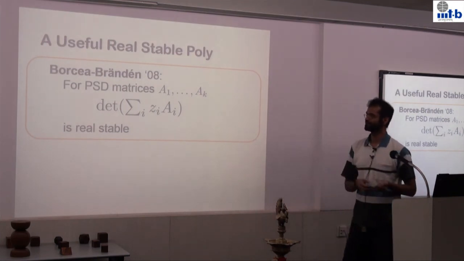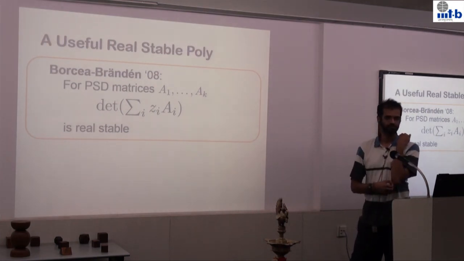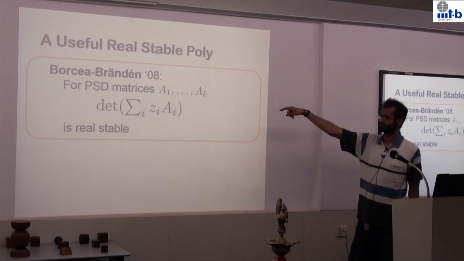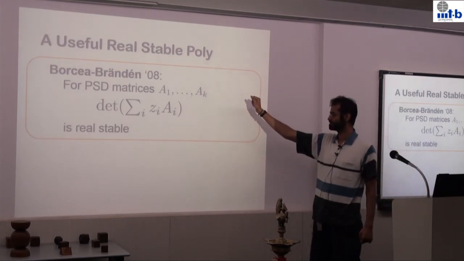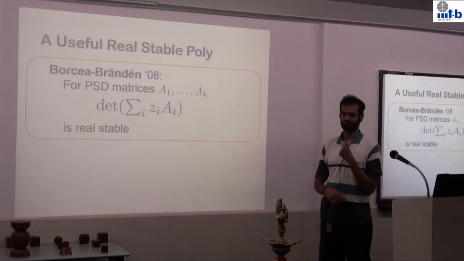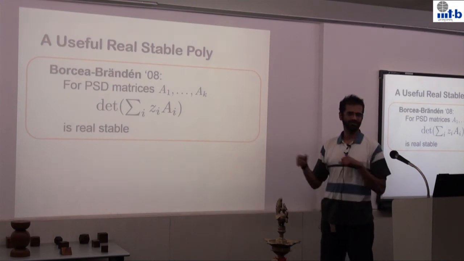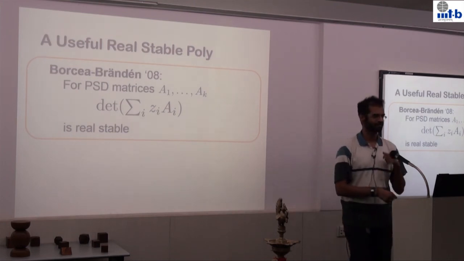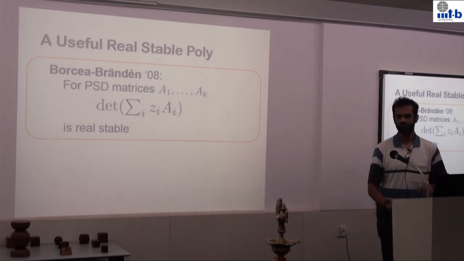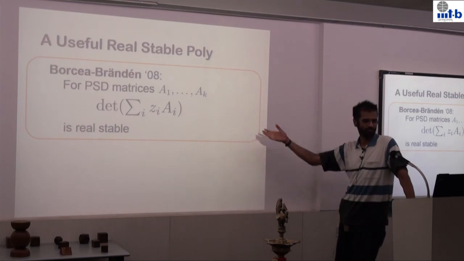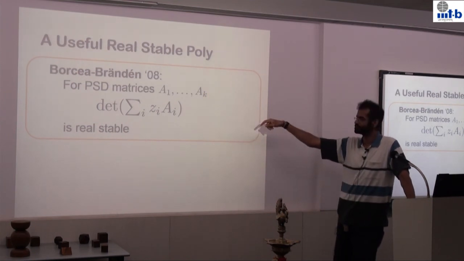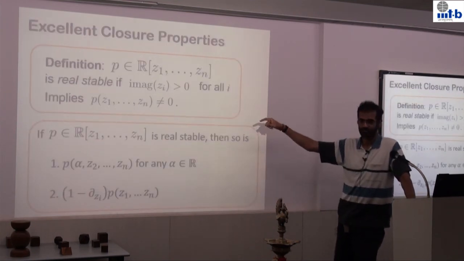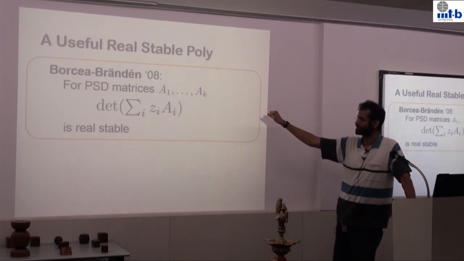It says if you have positive semi-definite matrices A1 through Ak, so these are matrices all of whose eigenvalues are non-negative, then the determinant of sum zi Ai is real stable. This has a 3-line proof, which is based on the fact that the eigenvalues of a symmetric matrix are real. If you're interested in this, I encourage you to prove this and these as exercises. But this is quite easy. So that's all I'm going to use.